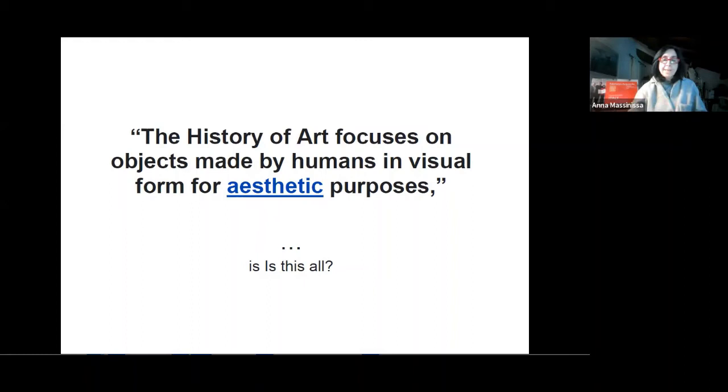So the history of art focuses on objects made by humans in visual form for aesthetic purpose. Is this all? I don't think it is.